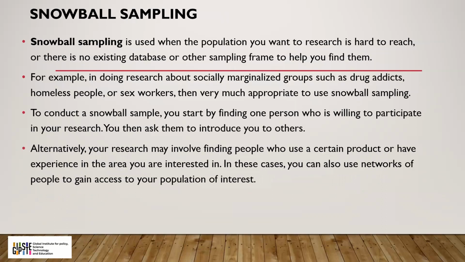And the last one that we are talking about here is snowball sampling. Snowball sampling is used when the population you want to reach or research is hard to reach, okay? Or there is no existing database or other sampling framework to help you find them. For example, in doing research about socially marginalized groups such as drug addicts, homeless people, or sex workers, then it's very much appropriate to use snowball sampling because we may not have a bigger picture of the entire population.